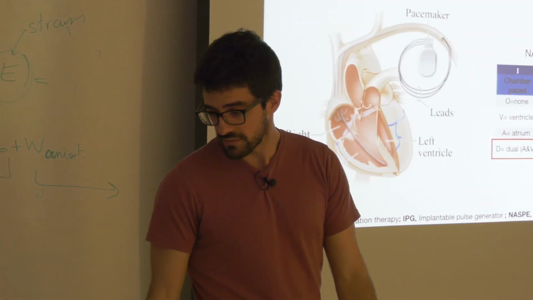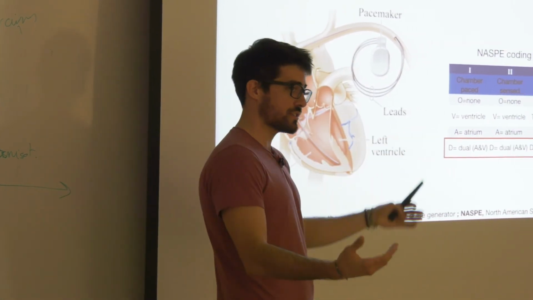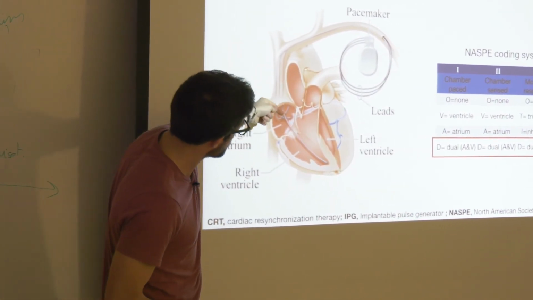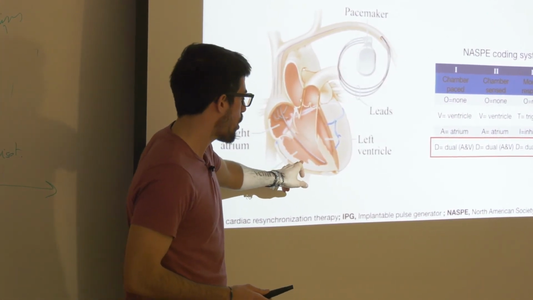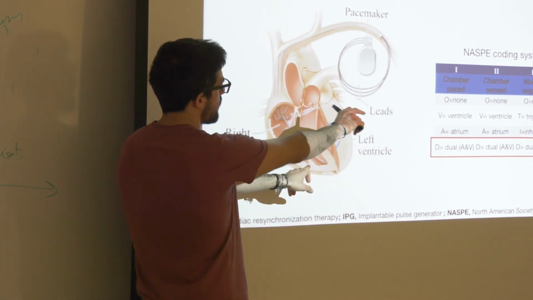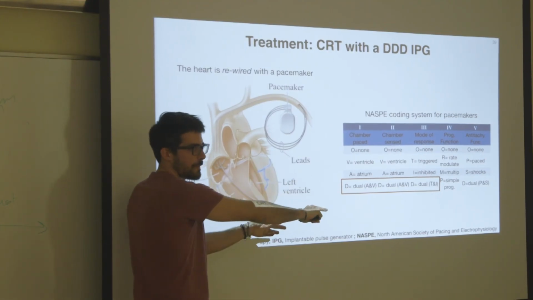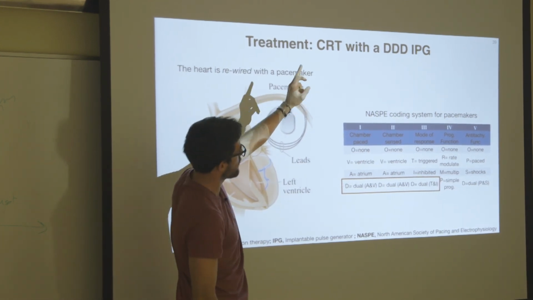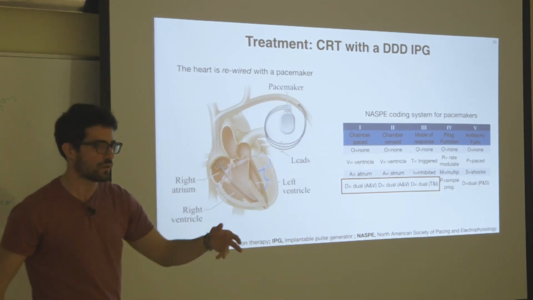So how do you treat this? You put in a pacemaker. What you do is wire the heart again, but now you have control over how the heart is depolarized. You sense the electrical activity on the atria, and you sense the electrical activity on the right ventricle. Then you trigger a depolarization in the left ventricle 50 milliseconds before the right ventricle depolarizes. That's why it's called cardiac resynchronization therapy, because you resynchronize the heart artificially with a pacemaker.